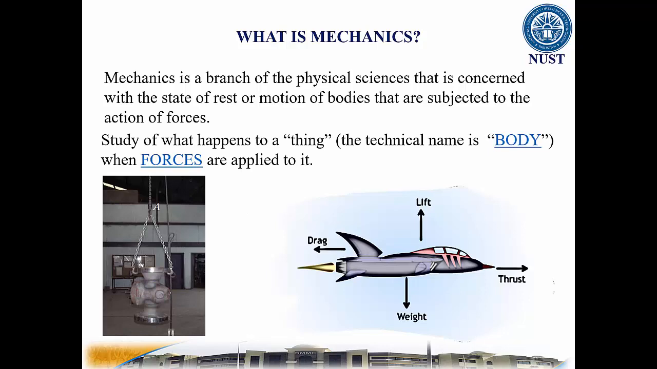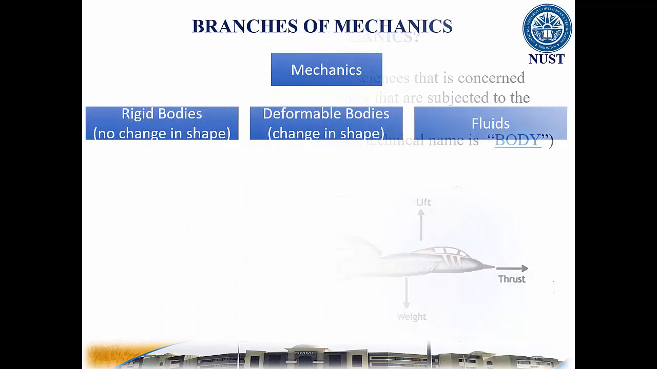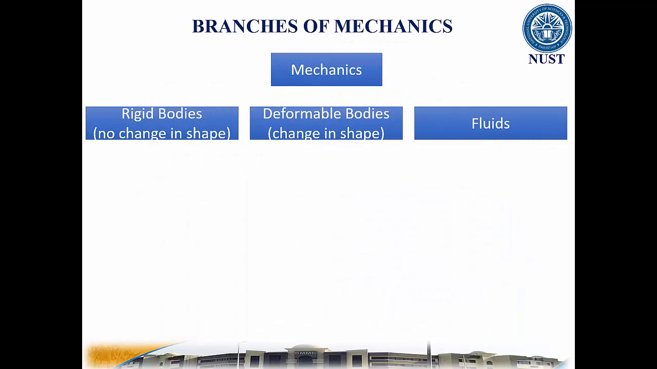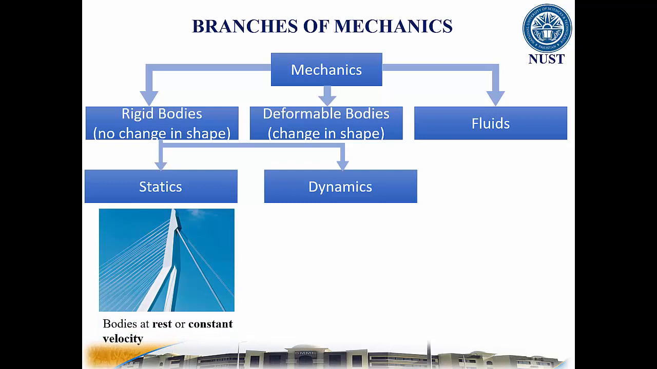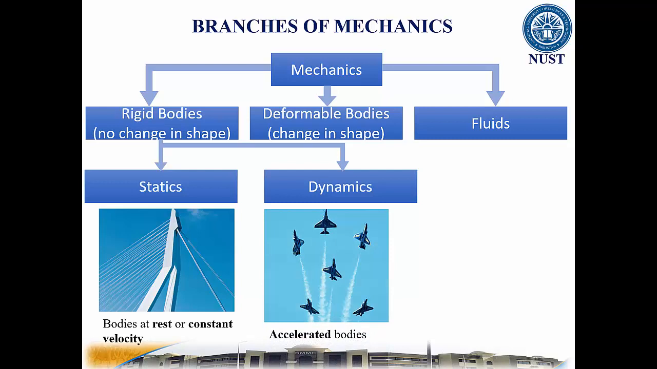To know what happens to a thing, technically speaking a body, when subjected to forces. In general, this subject is subdivided into three branches: rigid body mechanics, deformable body mechanics, and fluid mechanics. In this course, we will study rigid body mechanics and statics, since it is the basic requirement for the study of mechanics of deformable bodies and fluids. Statics deals with the equilibrium of bodies that are either at rest or move with constant velocity, whereas dynamics is concerned with accelerated bodies.